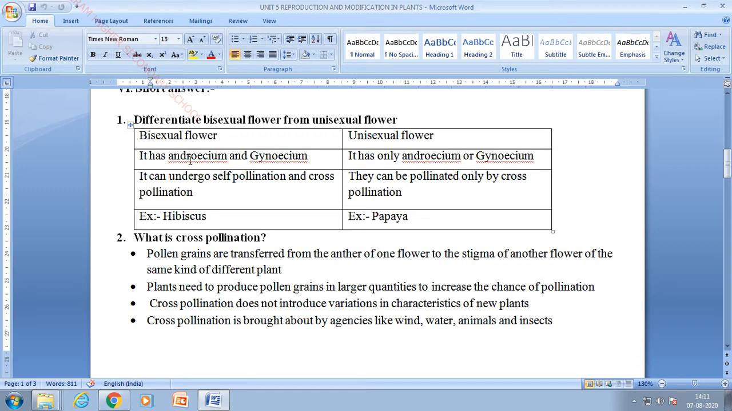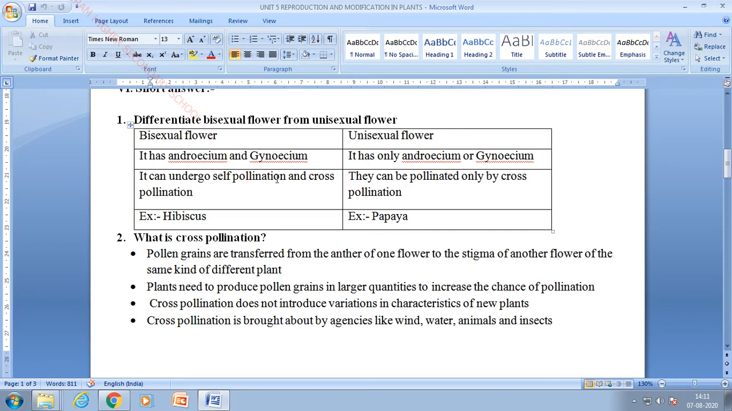So if a flower contains both the male and female part in the same flower, that is called a bisexual flower. Can you say an example of a bisexual flower? Yes, we have seen a very good example, hibiscus. So in hibiscus we can see the male and female part are present in the same flower. So that kind of flowers are called bisexual flower. So in case of bisexual flower, it can undergo self-pollination and cross-pollination.